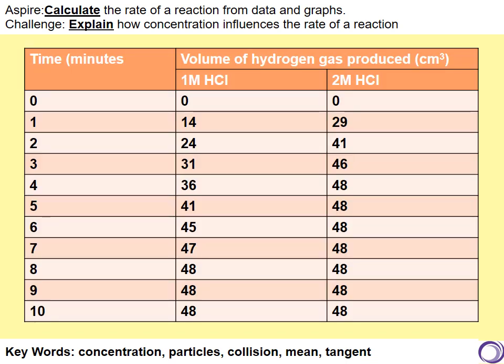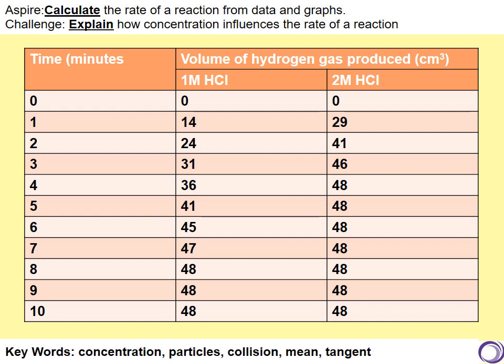Here are a set of results using two different concentrations of hydrochloric acid. On the left-hand side, we have 1 mole of hydrochloric acid, and on the right-hand side, we have 2 mole of hydrochloric acid. The volume of gas was recorded every minute. First thing to note is that both of the reactions produced 48 centimeters cubed of gas. So despite the concentration changing, the reaction volumes remain the same.